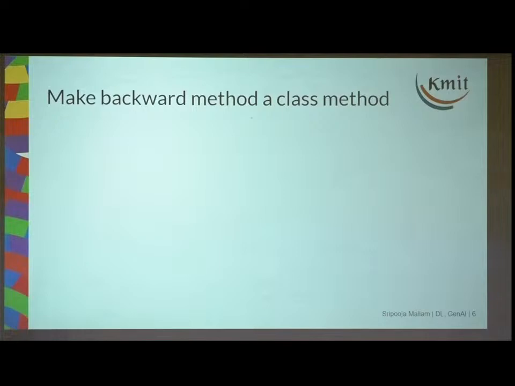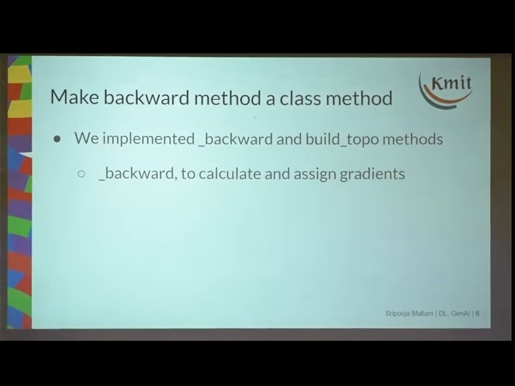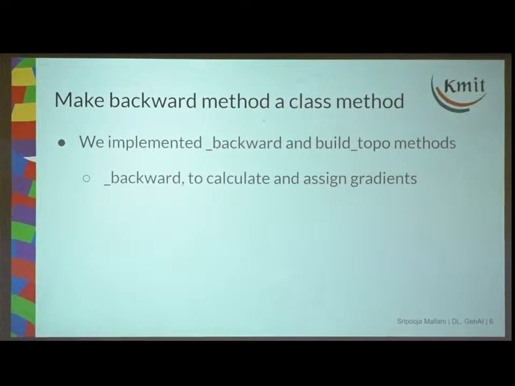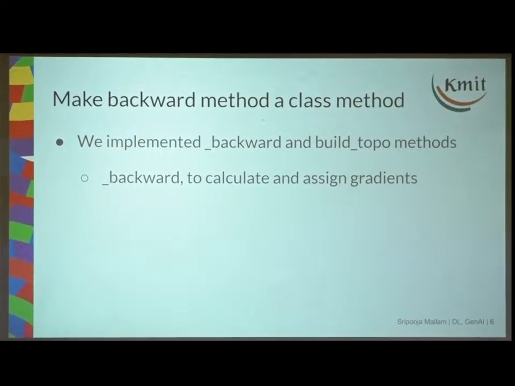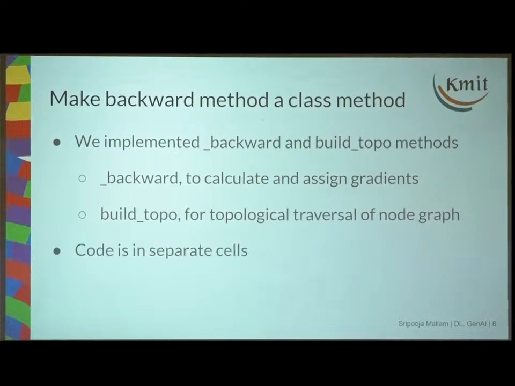Sessions, it was in 2 different cells. Now those 2 different cells will be moved to the class method. That's it. So we implemented underscore backward and build topo methods. Underscore backward again to calculate the gradients and to assign the values. Build topo for topological traversal of the node graph.